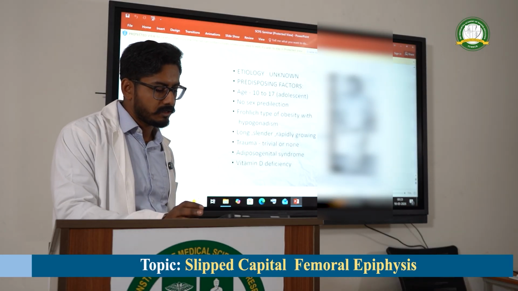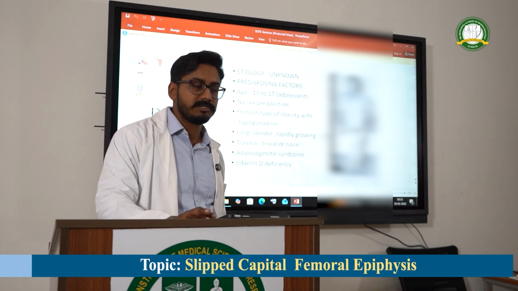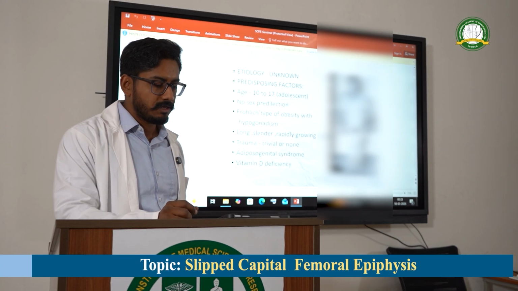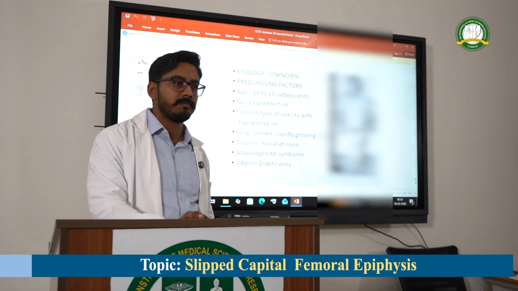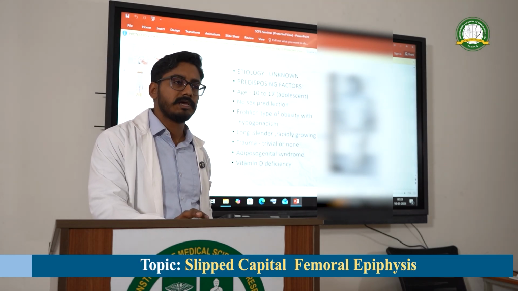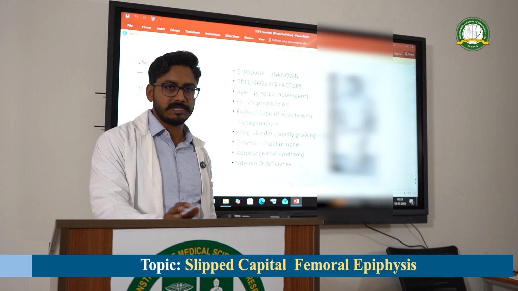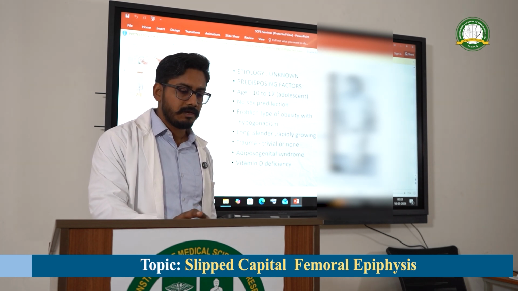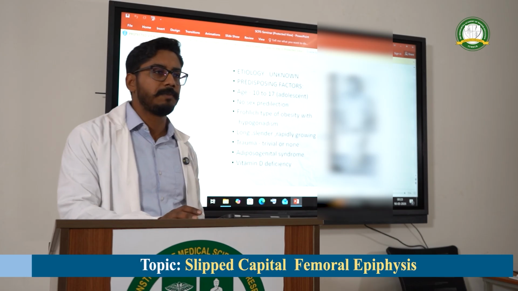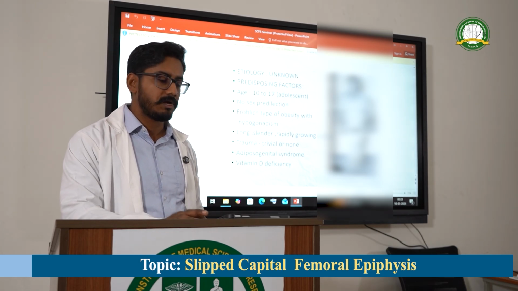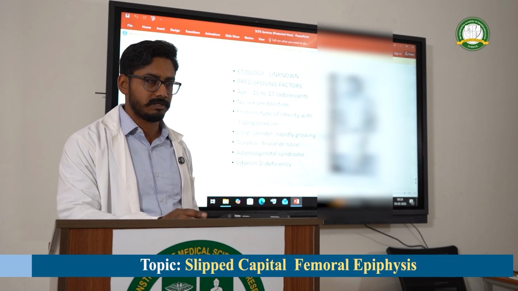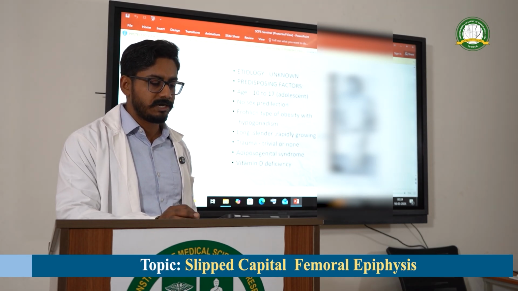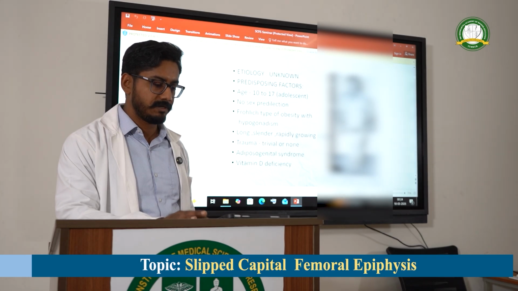Coming to etiology, the etiology is majorly unknown, but there are some predisposing factors like age from 10 to 17 years, that is the adolescent age group. There is no sex predilection, and it is more seen in Frohlich type of obesity, and in long, slender, rapidly growing individuals. Trauma is usually trivial or there is usually no trauma. It is also seen in adiposogenital syndrome and vitamin D deficiency.